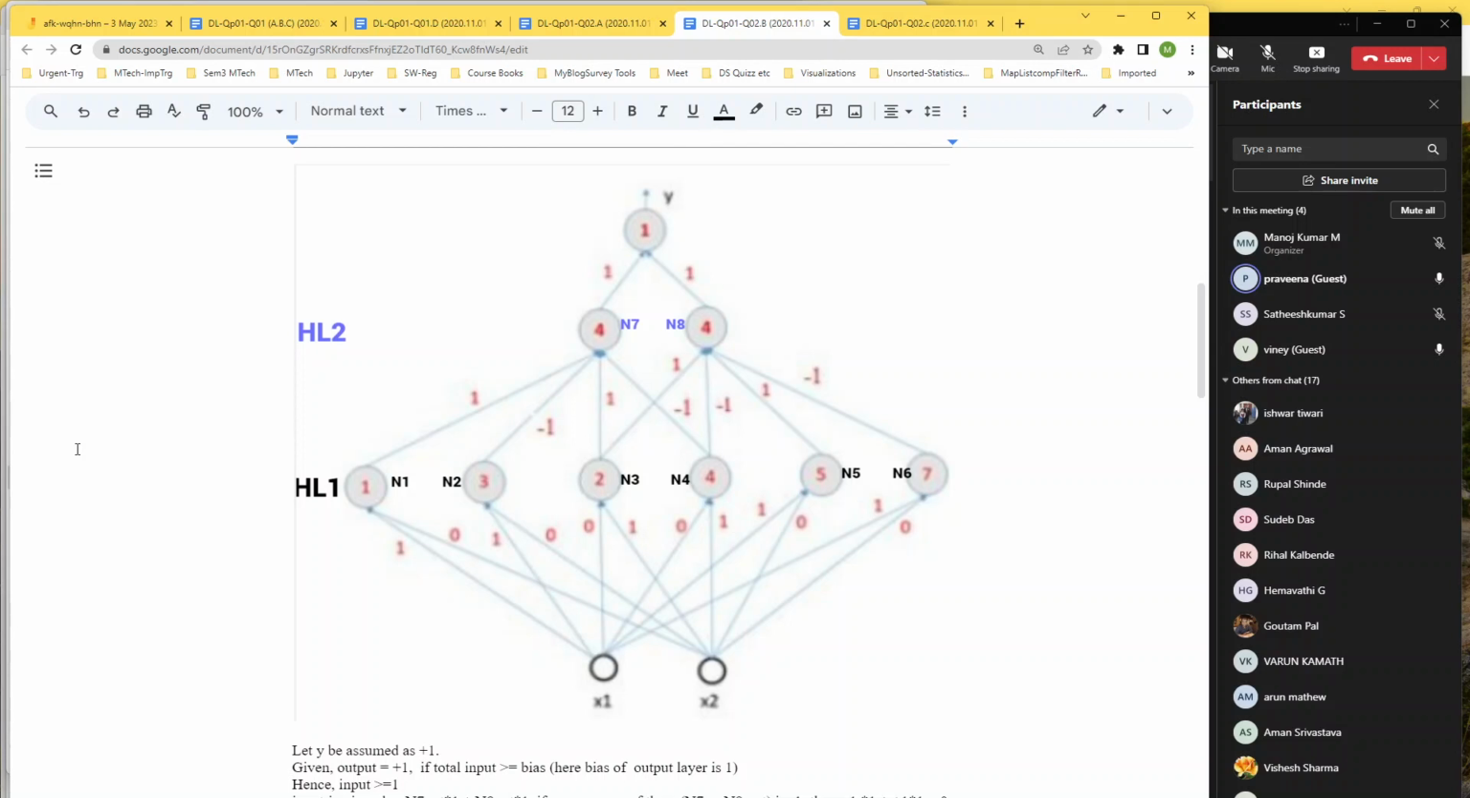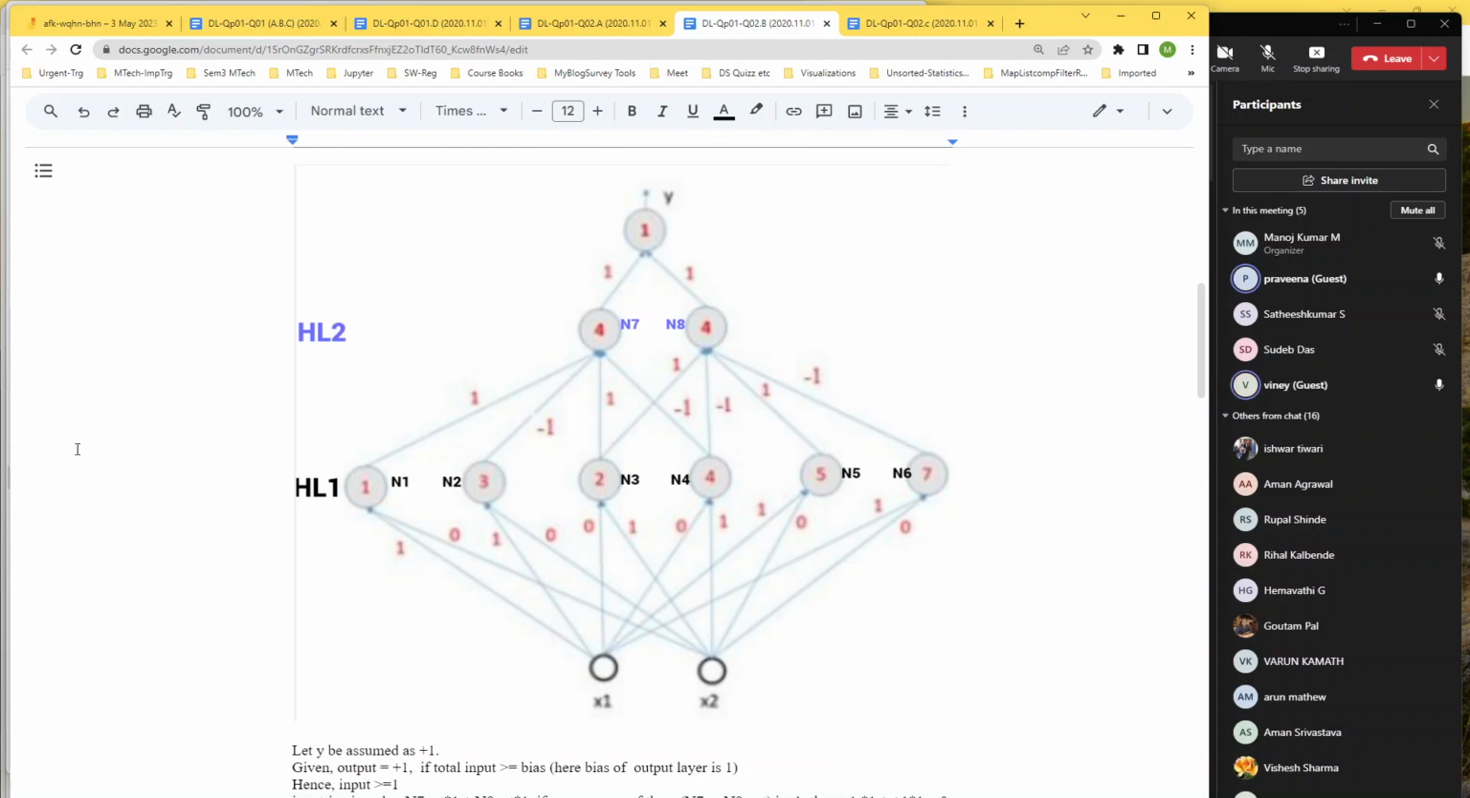Now, for n7 to become 1, what are the inputs to n7? We see that in this diagram, n1, n2, n3, and n4 are connected to n7. So now for n7 to be 1, the total input to n7 should be greater than or equal to 4. How can 1, -1, 1 and -1 become 4? Only if n1 is 1, which is 1 into 1, n2 has to be -1, because if you see this, there are only 4 nodes and it's alternating 1, -1, 1 and -1.